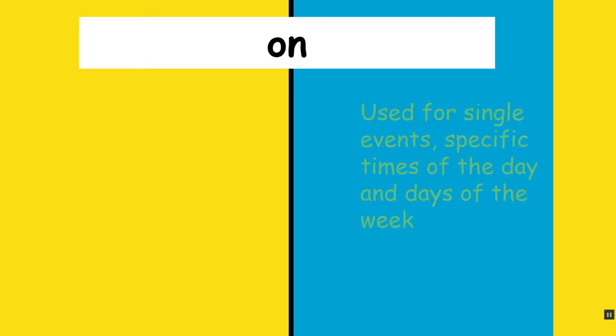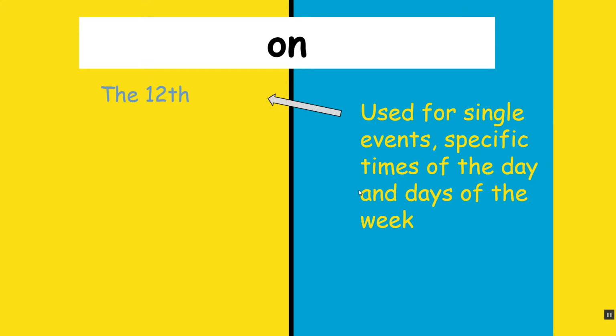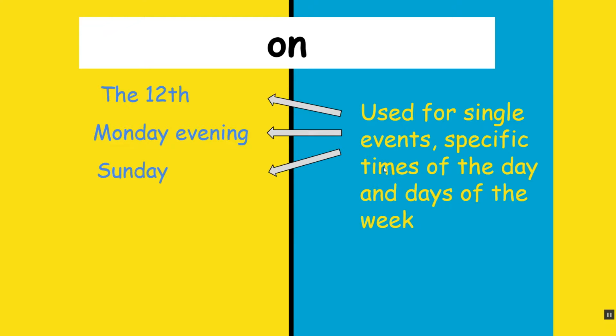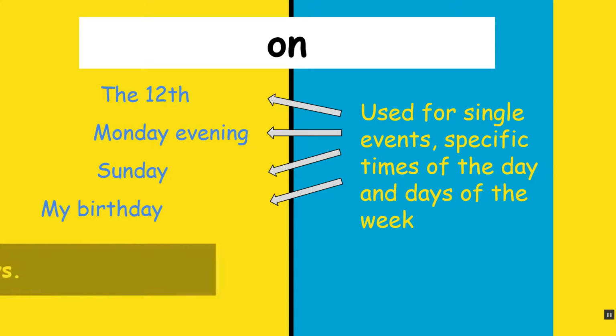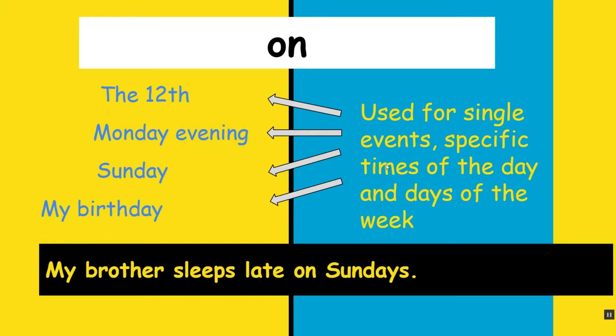Preposition word on. This is used for single events, specific times of the day and days of the week. So here's your examples. On the 12th of June or on the 12th of April. On Monday evening, I watch TV. On Sunday, I do the laundry. On my birthday, we have a party. My brother sleeps late on Sundays. So that's using on.